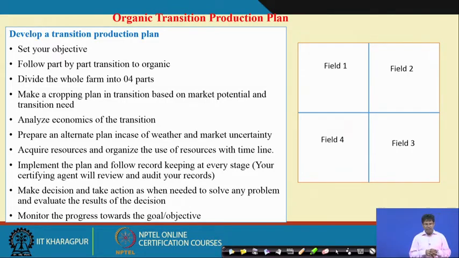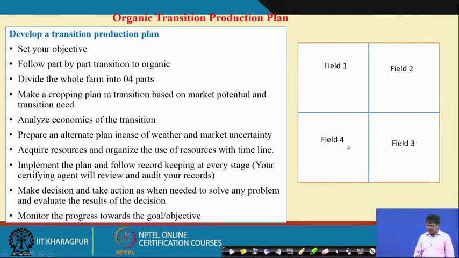Then follow part by part transition to organic. Once you have set your objectives, then go for transition for a field. Suppose I give the example of field crops. If you are going for growing field crops, then you have to divide the field into 4 parts. Suppose this is a field where you are going to have crops, maybe vegetable crops, cereal crops, oil seed crops or pulses. In that case, you divide the field into 4 parts: field 1, field 2, field 3 and field 4.